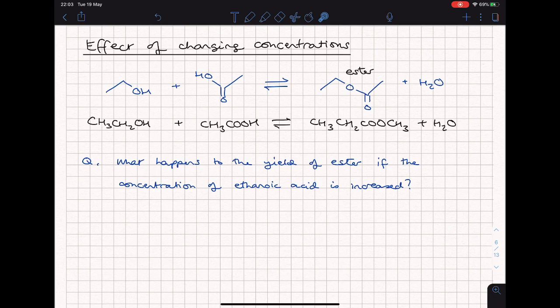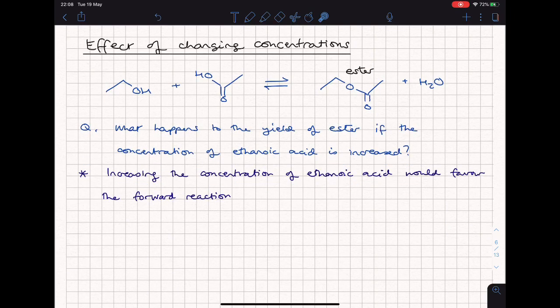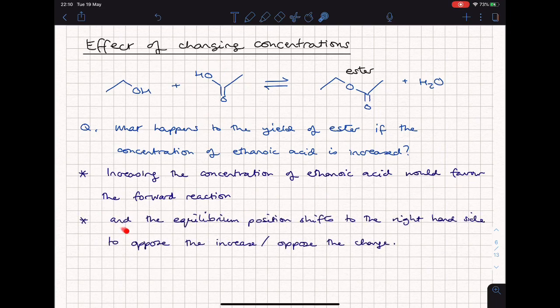Well, according to Le Chatelier's principle, increasing the concentration of the ethanoic acid here will favour the forward reaction to remove it, to reduce it again. So the forward reaction will be favoured, and therefore the position of equilibrium will shift to the right-hand side. So the amount of ester, or the concentration of ester, will increase, and therefore the yield of the ester would also increase. So increasing the concentration of the ethanoic acid would favour the forward reaction, and the equilibrium will shift to the right-hand side to oppose the increase, or oppose the change. So the yield of the ester will increase.